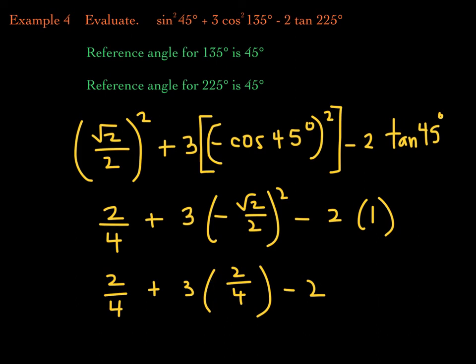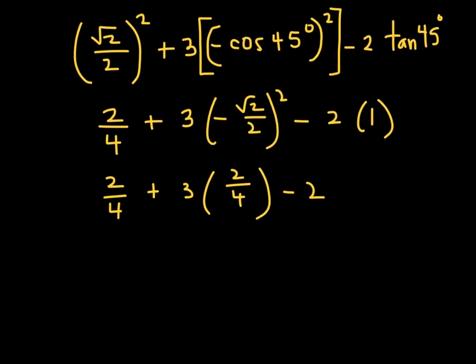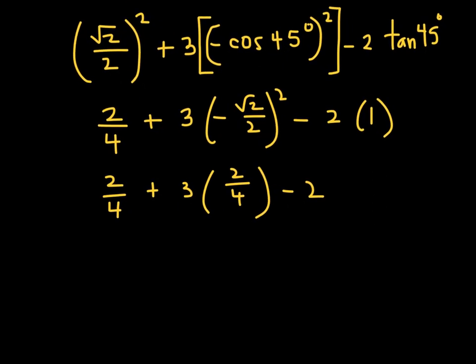Let me move this screen up a little bit here. So now we have 2/4, which is 1/2. And if you want to simplify that right now, you can. You don't have to yet, as long as your final answer is simplified. But I'll go ahead and simplify it now if you'd like. 2/4 is 1/2. Plus, now this 2/4 is also 1/2. When you multiply it by 3, you get 3/2, right?